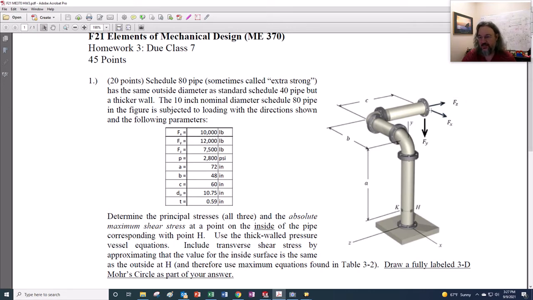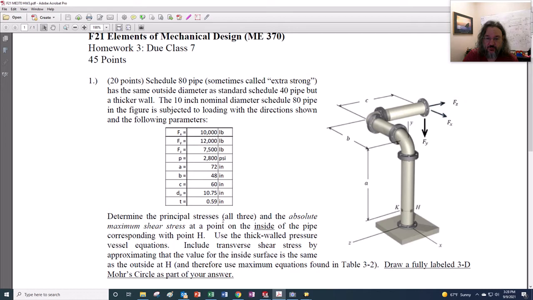The X is in this direction, 10,000 pounds, like 5 tons. And the Y direction is down 12,000 pounds or 6 tons. And then we have 7,500 in the Z direction pulling onto there.